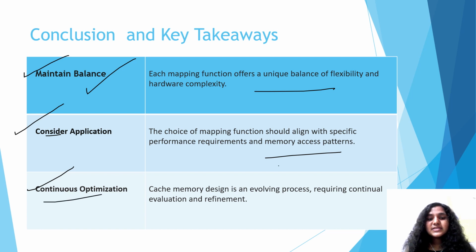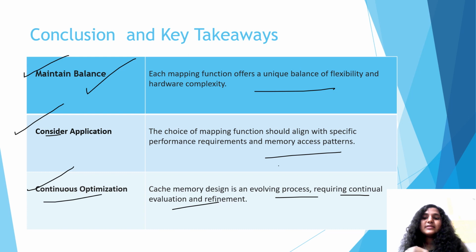Next, continuous optimization. Cache memory design is an evolving process requiring continual evaluation and refinement. So we need to modify it; the refinement will keep taking place, as it is an evolving process that will be modified from day to day. So this is the continuous optimization of the mapping functions.